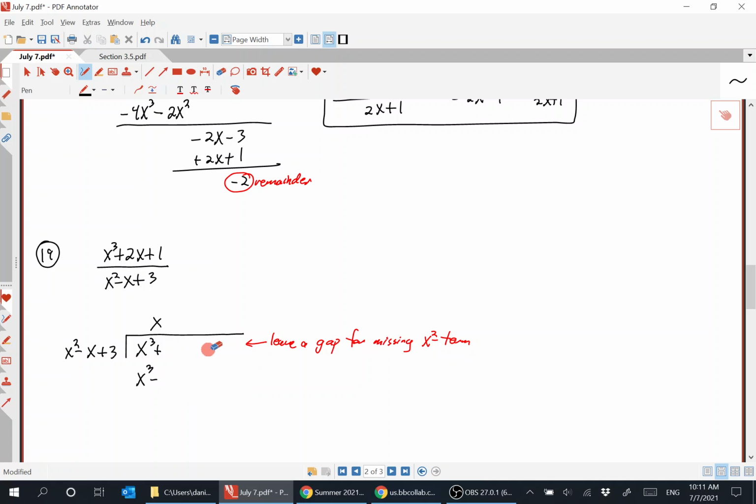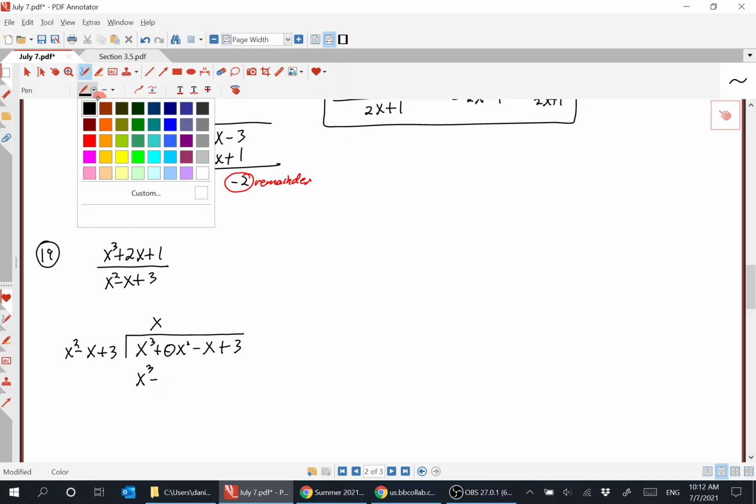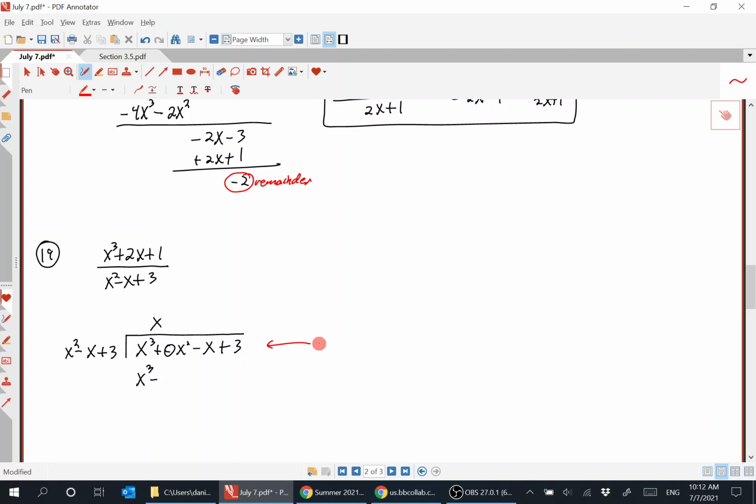Let's do it that way. Why don't we do it that way? X to the third plus 0x squared minus x plus 3. So make sure you don't leave any missing terms. Use 0x squared for the missing x squared term. Or you can leave a gap. I don't know, however you like to do it. This is maybe more explicit.